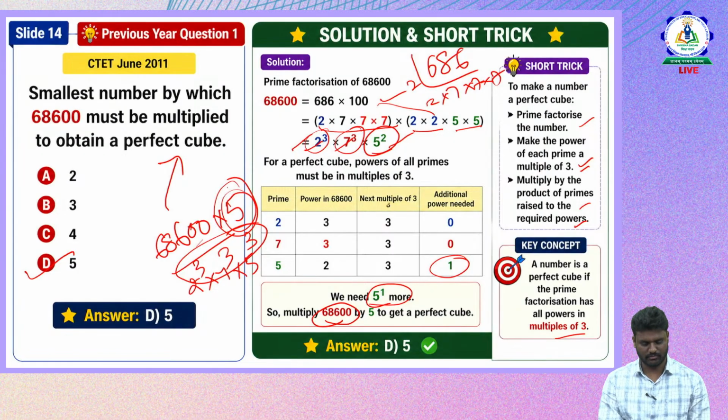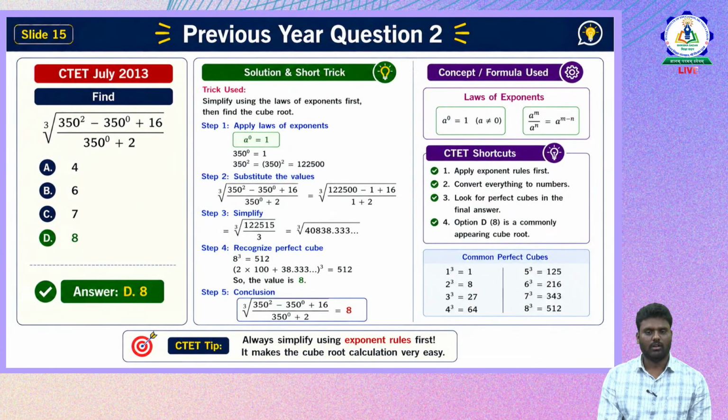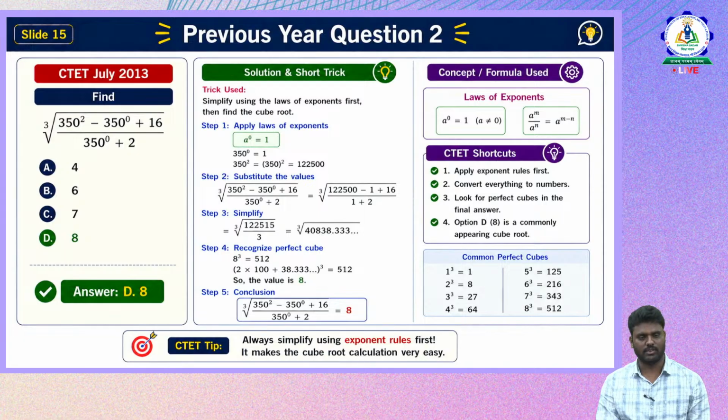Now the next question: find the cube root of 350 square minus 350 to the power of 0 plus 16 times 350 to the power of 0 plus 2. The options are given like this: A is 4, B is 6, option C is 7, option D is 8.